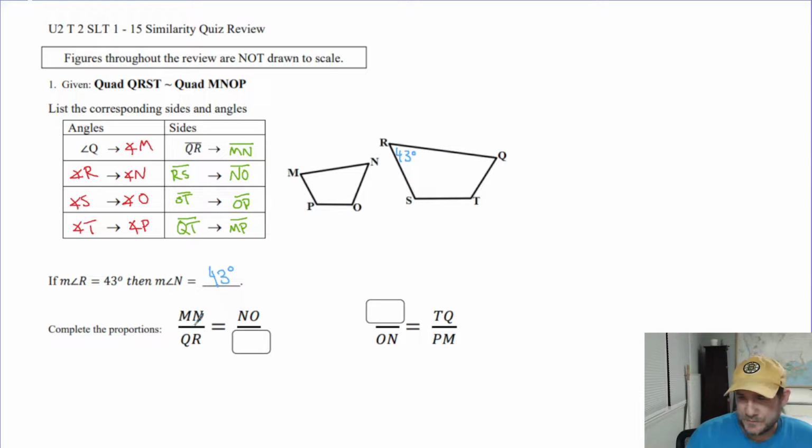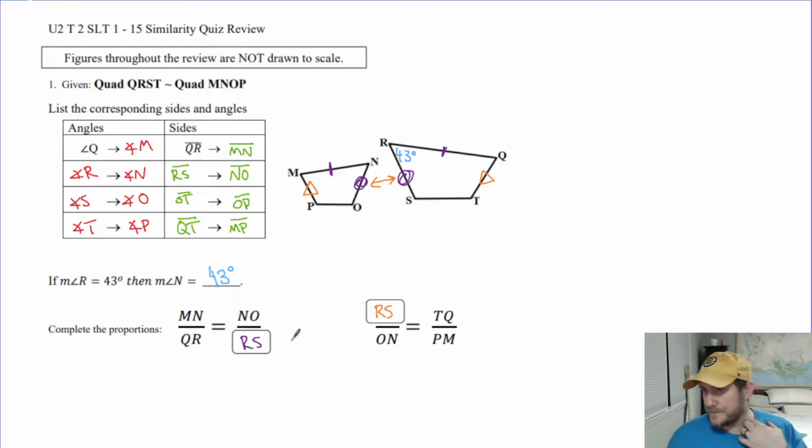So this says complete the proportions. So we've got MN, that's this guy, over QR, that's this guy. So that's a pair of corresponding sides. Then they've got NO. And we know that NO corresponds with RS, so that's what should go down here, RS, and that would complete that proportion. Over here, I see the TQ. TQ is this guy, which corresponds with MP, or PM, whatever. So that's good. So now we've got ON. No, we already used ON. ON goes with RS. So here the numerator must be RS. That's kind of a silly question. Both of these were RS. Whatever. Moving on to 2.